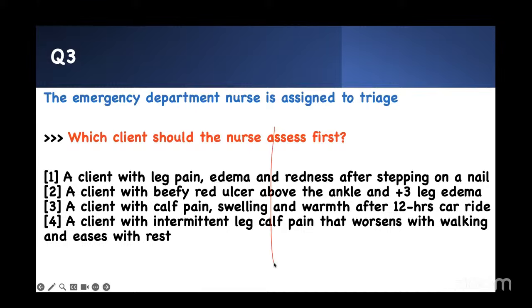The same thing, divide into 2, right? I have leg pain and edema, and redness, after I step on a nail. I have a beefy red ulcer above my ankle and I have leg edema. Is this something you should worry about? I have calf pain, and I have swelling, and warmth after 12 hours of car ride. I have intermittent leg pain that works when I'm walking and eases with rest.